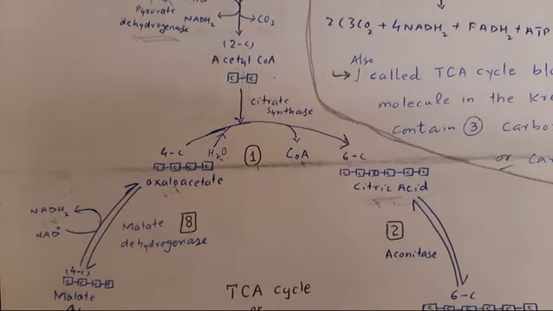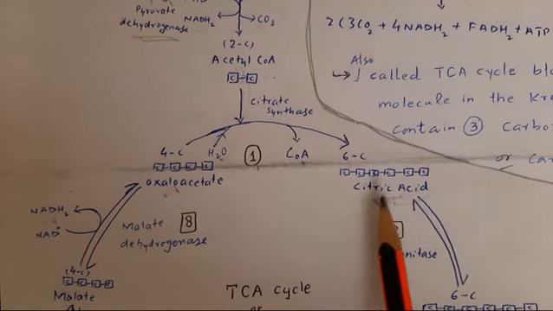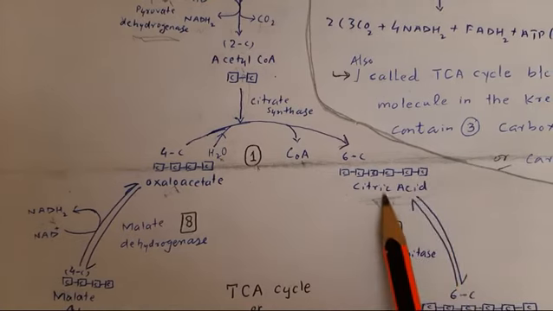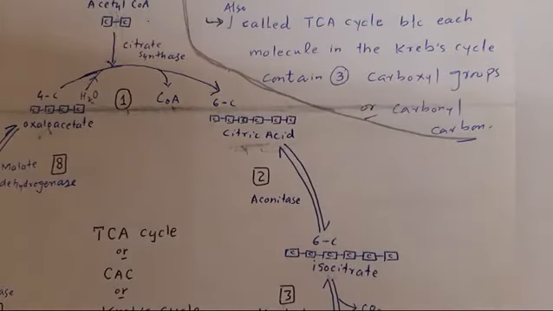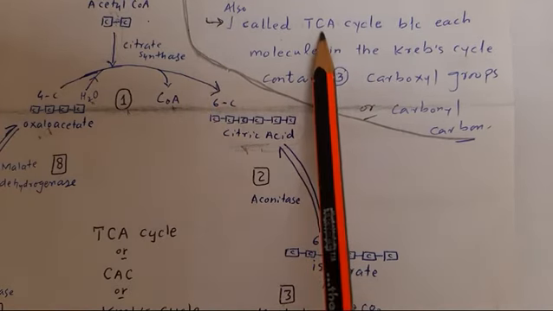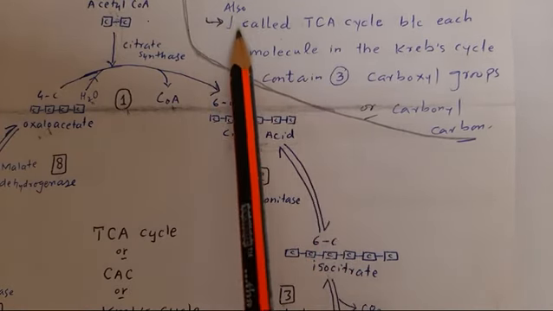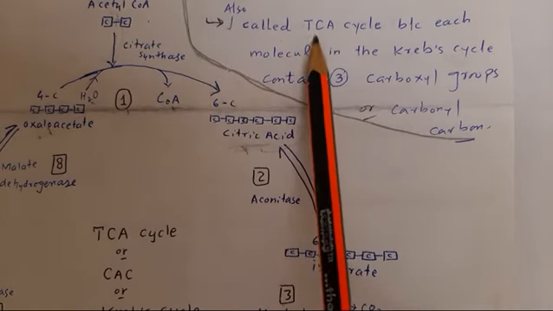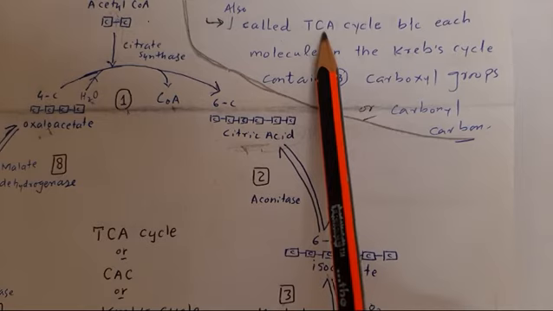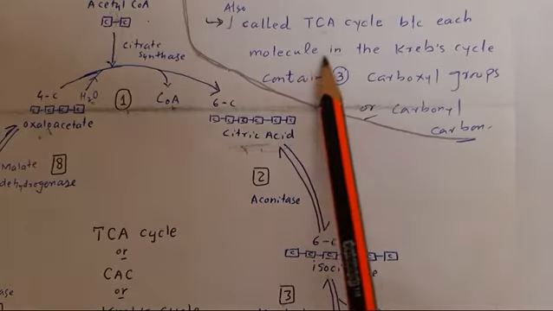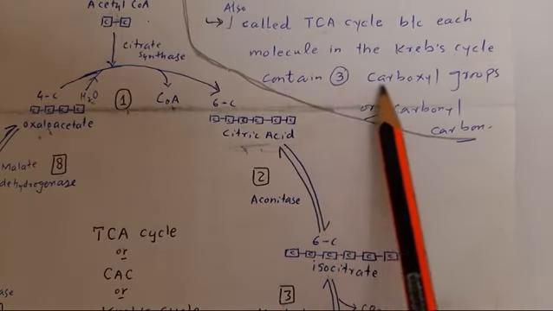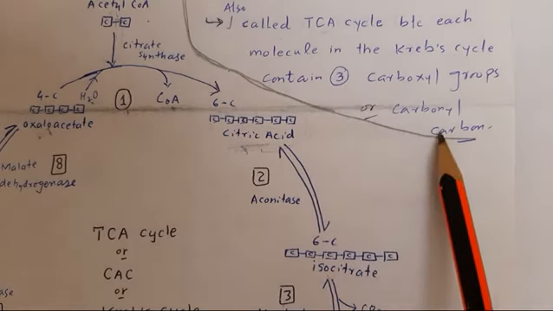So these are the 8 steps of the Krebs cycle or citric acid cycle. Why is it called the citric acid cycle? Because citric acid is produced in the first step, which is a 6-carbon molecule. And why is the Krebs cycle called the TCA cycle, tricarboxylic acid cycle? TCA stands for tricarboxylic acid cycle. It is called the TCA cycle because each molecule in the Krebs cycle contains 3 carboxyl groups.